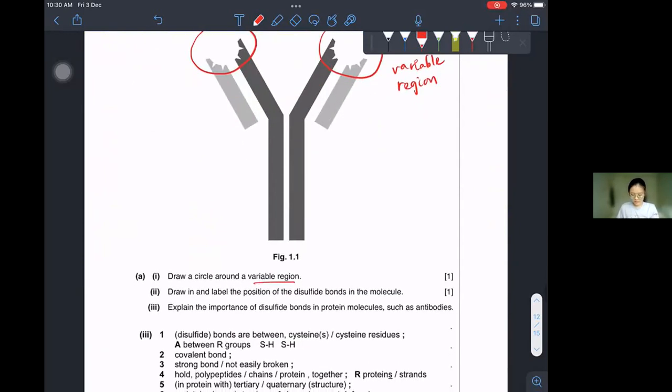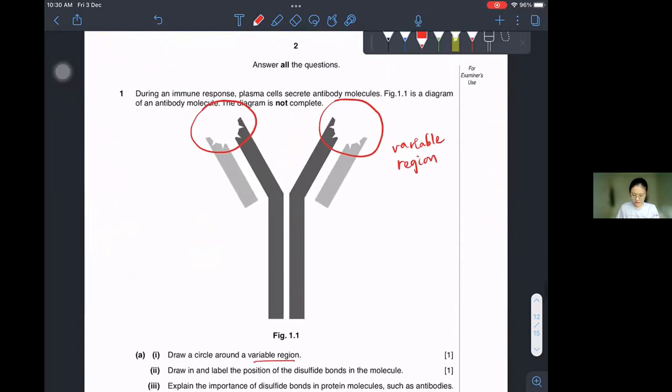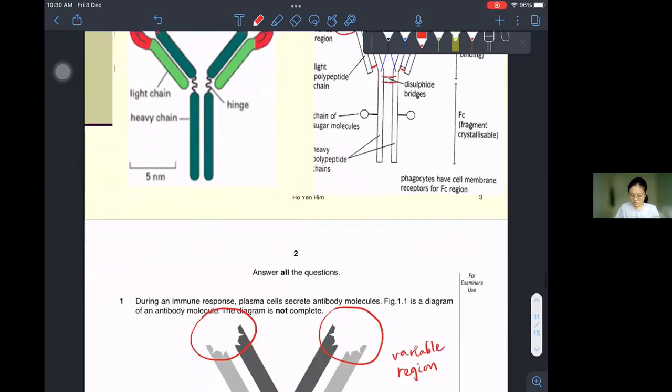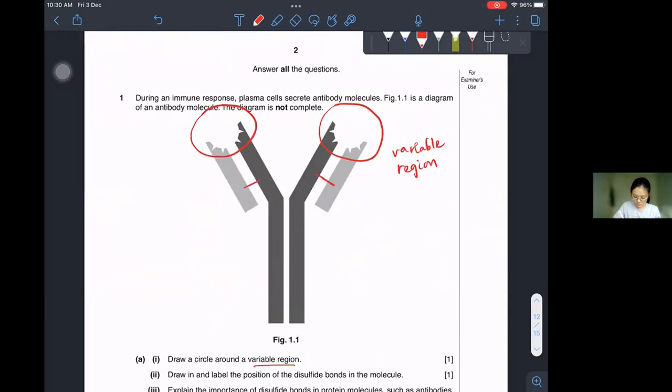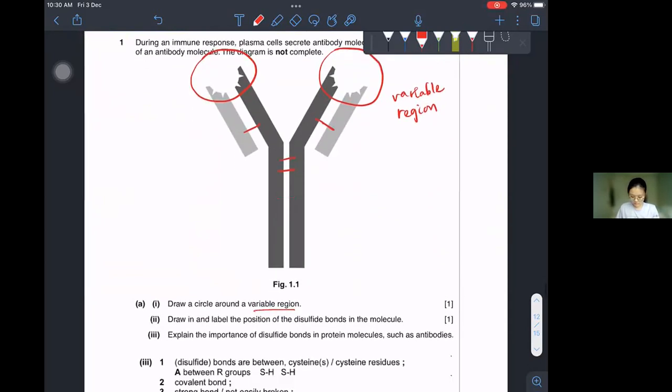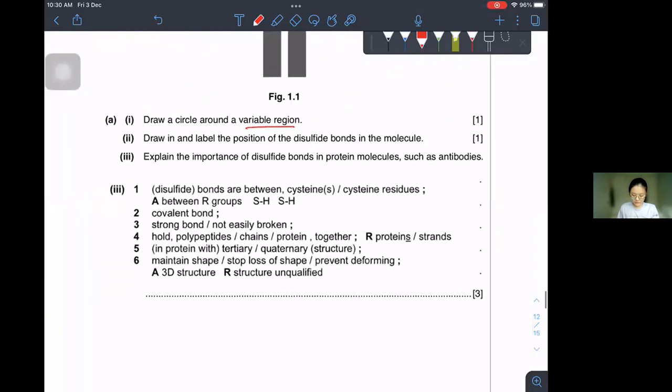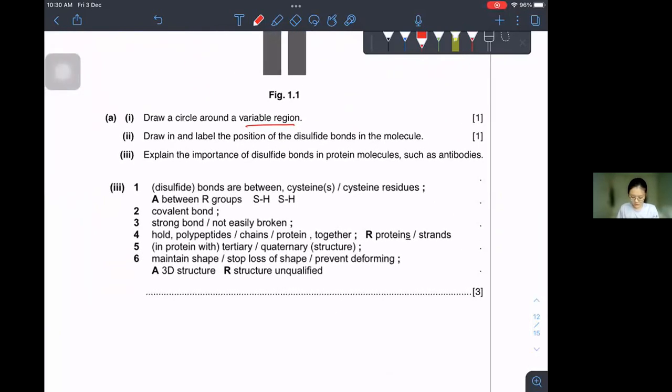And draw in and label the position of the disulfide bonds in the molecule. Like what I've mentioned just now, between the heavy and light chain, they only have 1 disulfide bridge, and between the 2 heavy polypeptide chains, we have 2 disulfide bridges. So it is something like this. And explain the importance of disulfide bonds in protein structures such as antibodies.